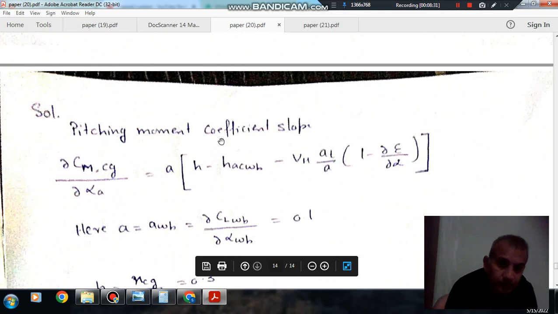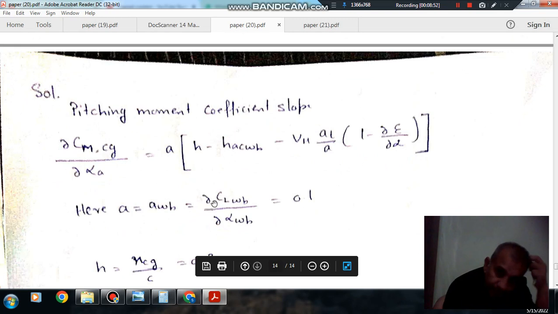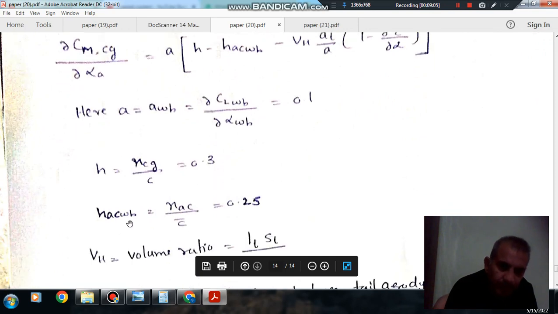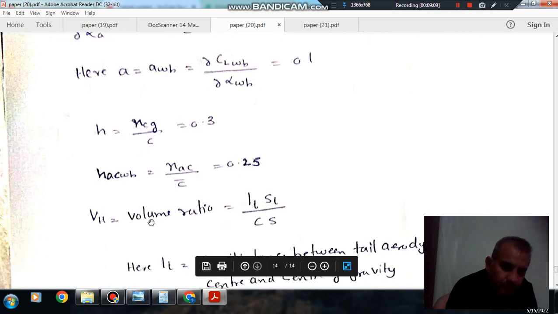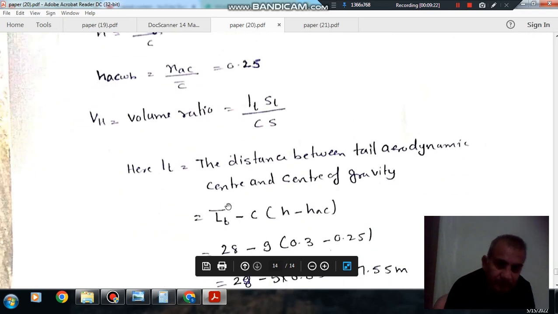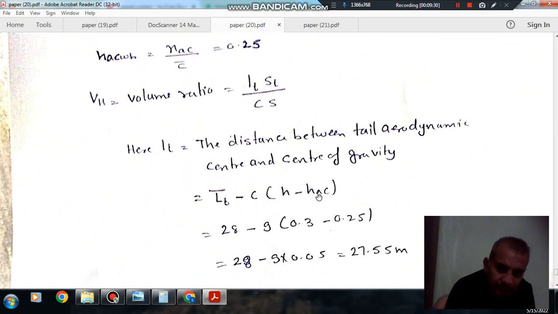So the pitching moment coefficient slope is given as dCm by d alpha equals a (h minus h_ac wing) minus V_H a_t (1 minus d epsilon by d alpha). Here a is dCL wing by d alpha, so that is 0.1, and h is XCG by C bar, that is given as 0.3. h_ac wing is XAC by C bar, that is 0.25. The tail volume ratio is l_T S_T over C bar S, where l_T is the distance between the tail aerodynamic center and the center of gravity.